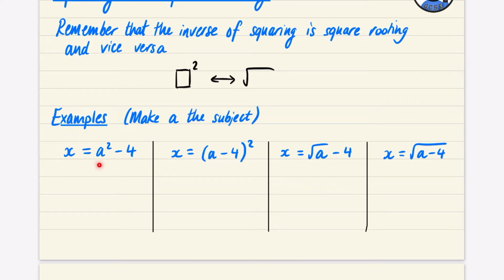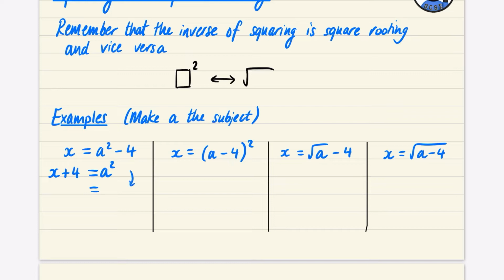So in this first one that we've got here, to get A squared by itself, that's what I'm going to need to do before I get A by itself. I'm going to do the opposite of the minus 4, which is plus 4. So I get x plus 4 is equal to A squared. And now that I've got to this stage, I'm going to do the inverse to get A by itself. So I'm at this point going to do the square root.